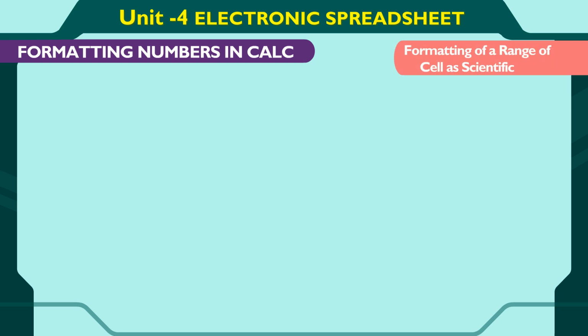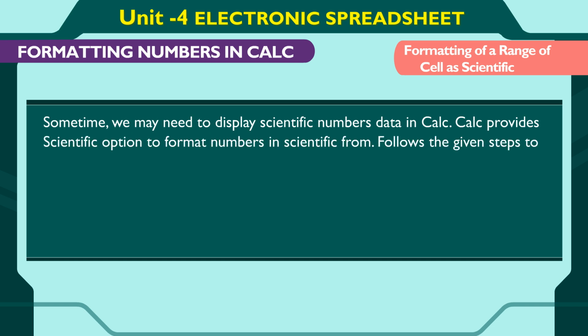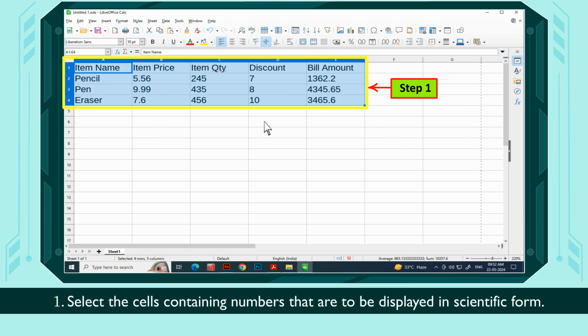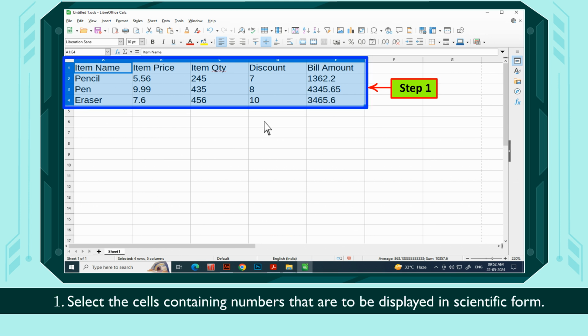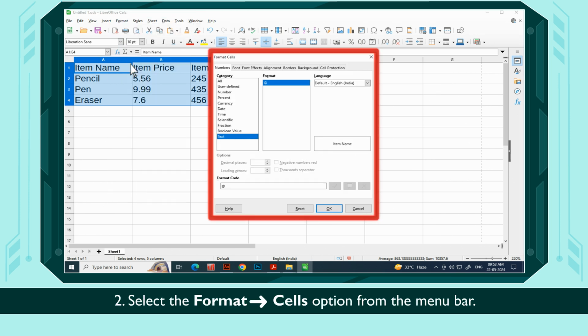Formatting a range of cells as scientific. Sometimes we may need to display scientific numbers data in Calc. Calc provides the Scientific option to format numbers in scientific form. Follow the given steps to display scientific data. 1. Select the cells containing numbers that are to be displayed in scientific form. 2. Select the Format Cells option from the menu bar.